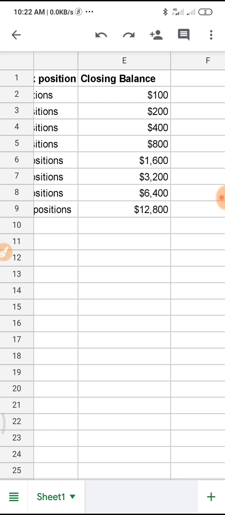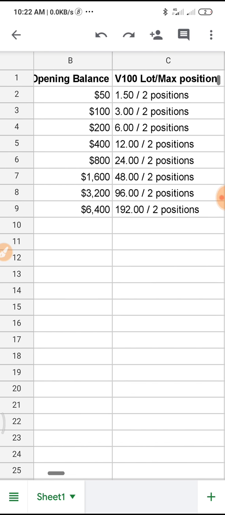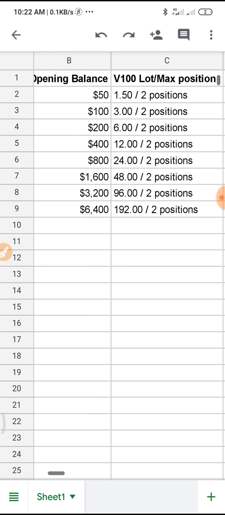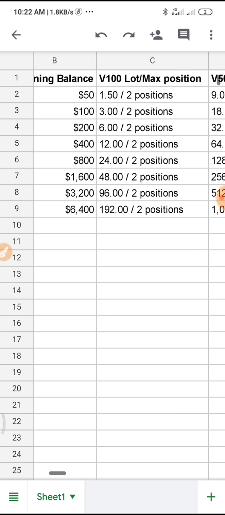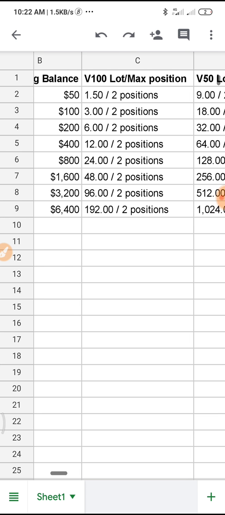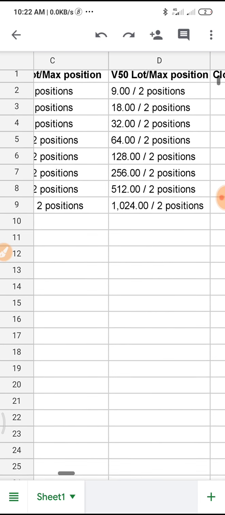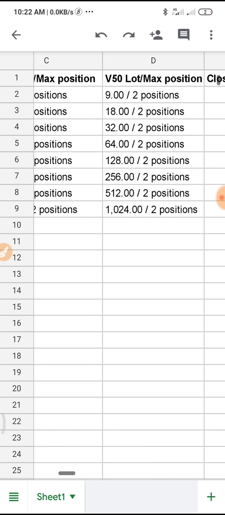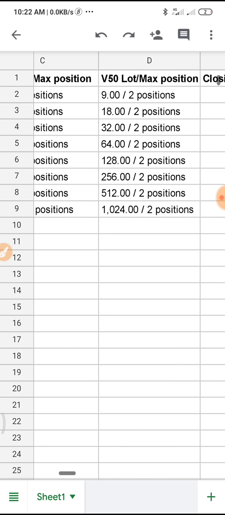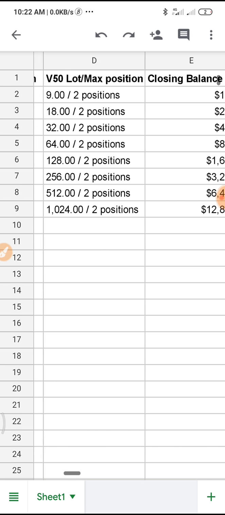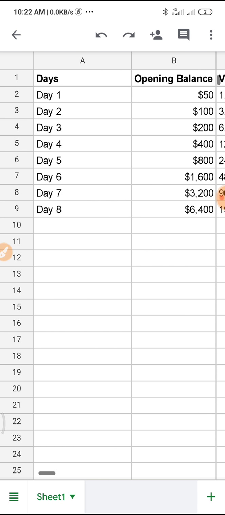Remember, the aim is to double the account every day. So the second day, just continue doubling your lot size. That's all. So the first day 1.5, 3.0 for the second day, 6.0, 12, 24, on and on like that for V100, and also the same thing for V50. Just continue doubling the lot size every day and follow the rules of that game.